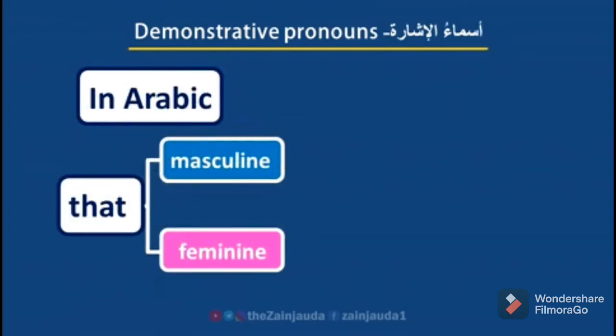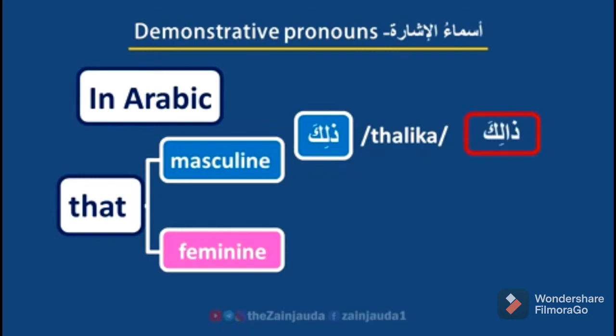Just like the case of hada and hadihi, which we covered in lesson number 3, in Arabic there are two words for that, one for feminine and another one for masculine. The masculine word of that in Arabic is ذلك. ذلك is also like هذا and هذه. It is pronounced with alif but written without alif. So we write it just like the one in the blue box, but pronounce it just like the one in the red box.